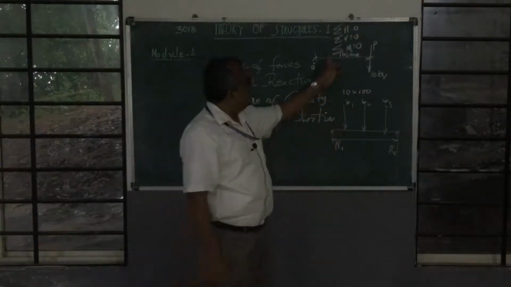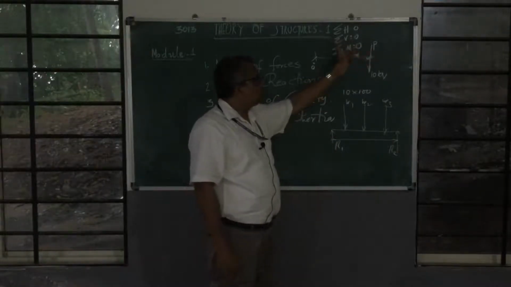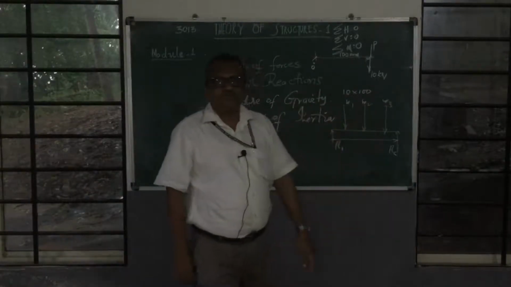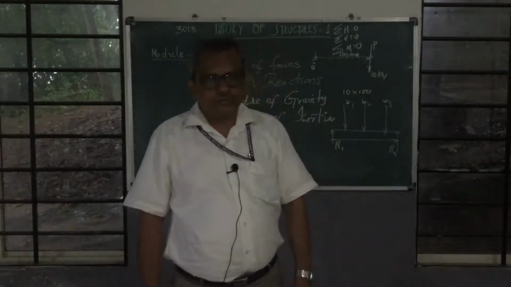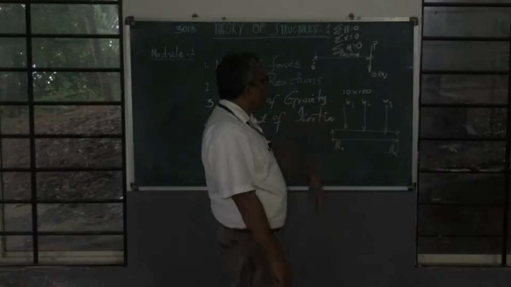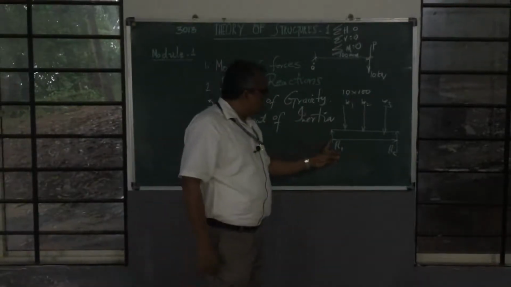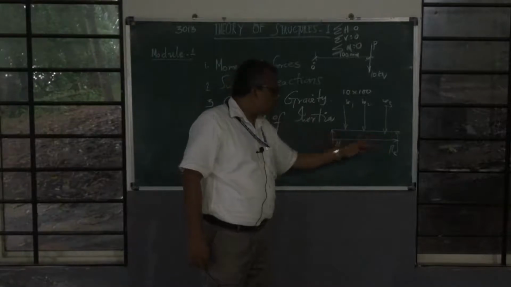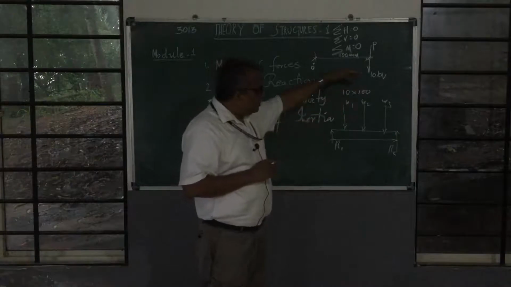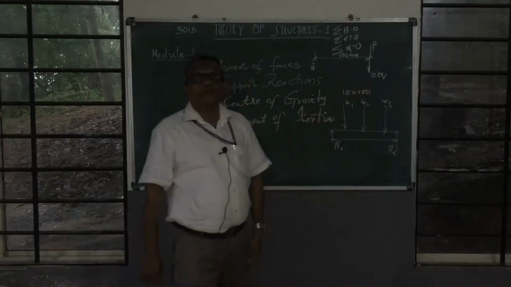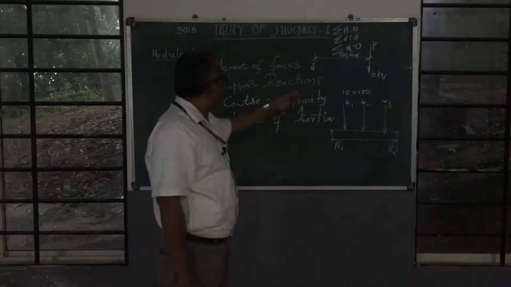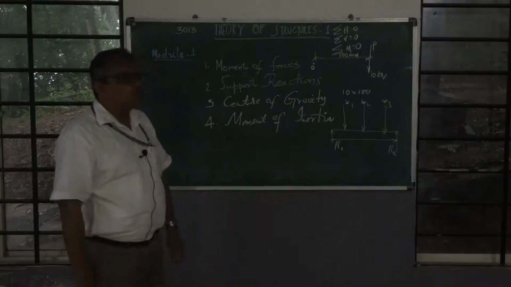That is the first condition. Second one, sigma V equal to 0: the algebraic sum of all the vertical forces is equal to 0. And the third one: the algebraic sum of all the moments is equal to 0. So these are the three conditions. Based on these equilibrium conditions, we can find the support reactions, the reactions in the two supports. If it is in equilibrium, the total downward load should be equal to the total upward load, right? That part will be discussed in this section, support reactions.